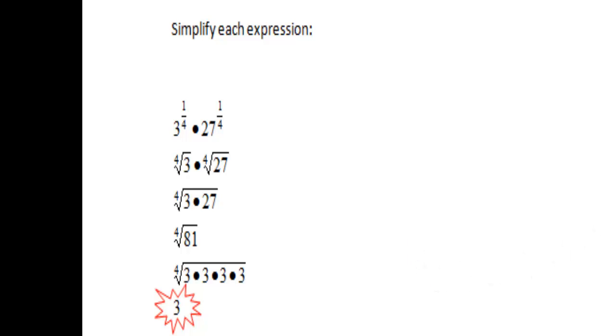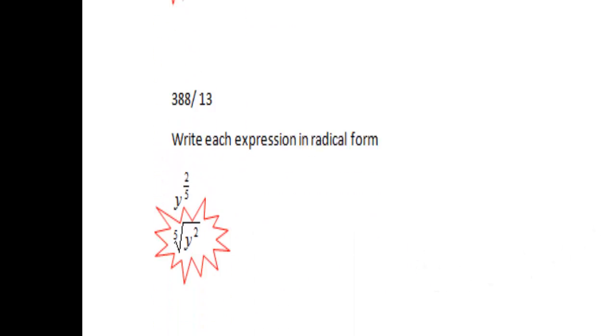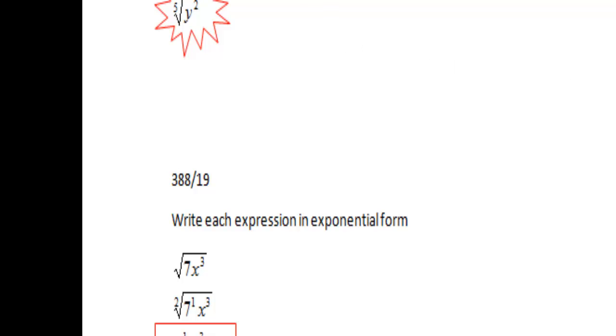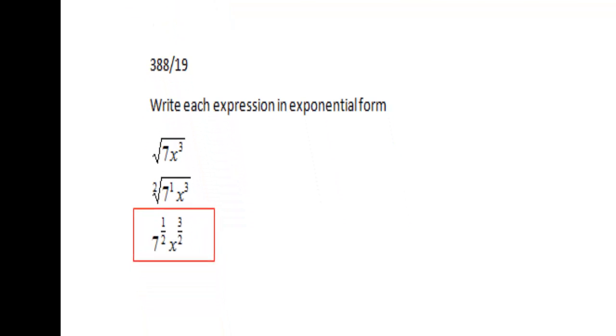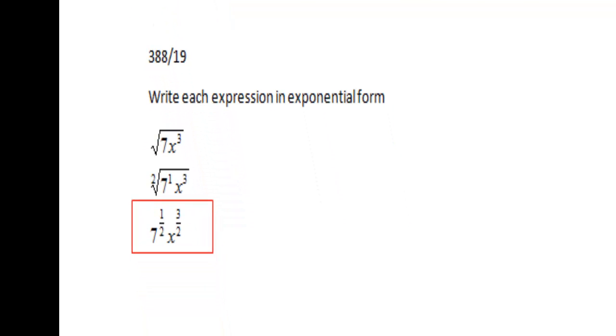Moving on to page 388, number 13. Very simple. Write each expression in radical form. If you're given y to the 2/5, the numerator of the exponent is what becomes your exponent underneath the radical sign, and the denominator of the exponent becomes your index. So y to the 2/5, the 5 is your index, the 2 is your exponent, you get the 5th root of y squared.